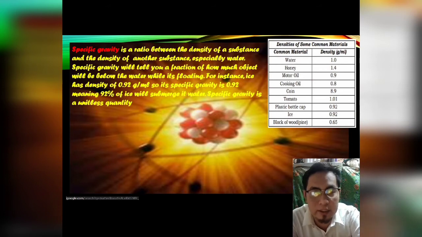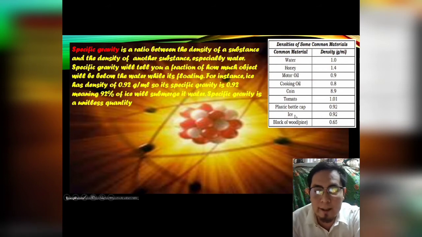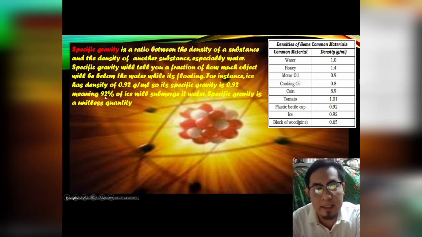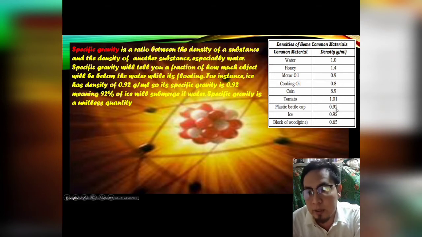Okay, let us look at this one. So the specific gravity of ice, sorry, the density is 0.92 gram per milliliter. Density of 0.92, it means 92%. Specific gravity is 0.92. It means 92%.